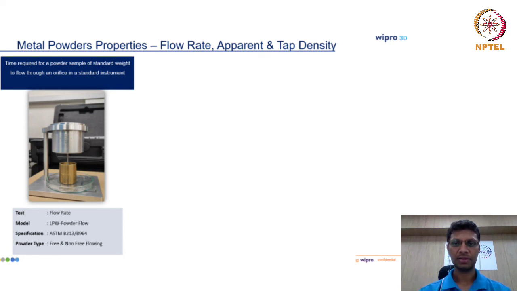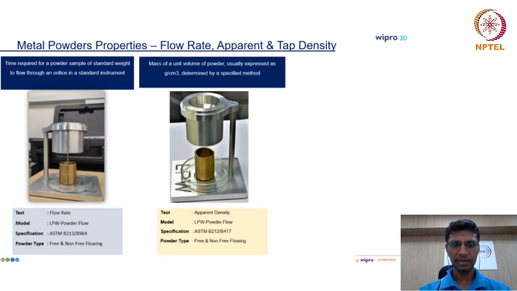The next test is the apparent density. It is the mass of unit volume of powder, usually expressed in gram per centimeter cube, determined by a specified method. Here the same equipment is used. This is also a quick, cost-effective and standardized method of characterizing the volume occupied by a given mass of metal powder when poured freely into a calibrated container.